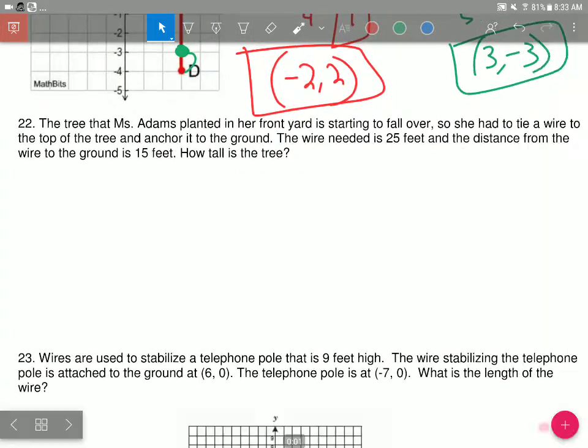Okay, a tree Miss Adams planted in her front yard is starting to fall over. So she has to tie a wire to the top of the tree and anchor it to the ground. So, okay, we got a tree.